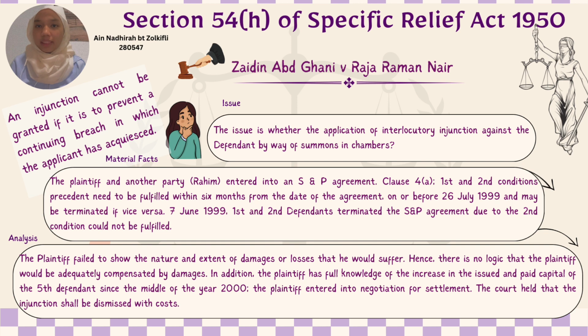Subsection (h) explained that an injunction cannot be granted if it is to prevent a continuing breach to which the applicant has consented. The judge in the case of Zaidin Abdul Ghani against Raji Ramadan dismissed the application for injunction because the plaintiff had full knowledge of the continuing breach conducted by the defendants and had consented to it.